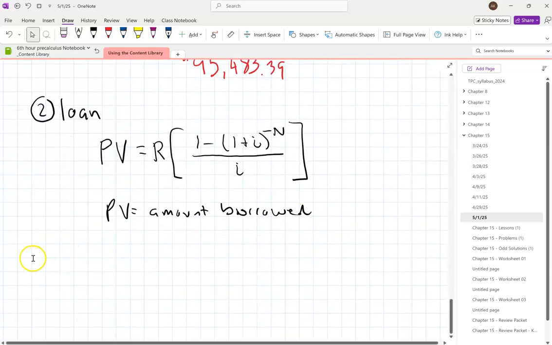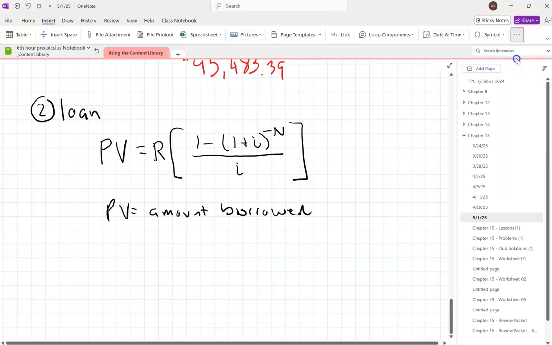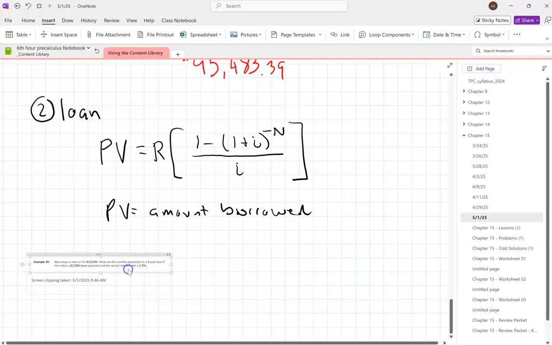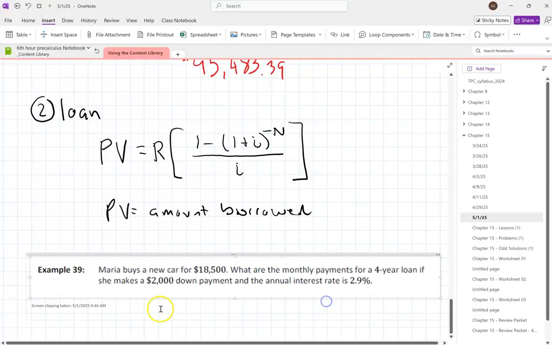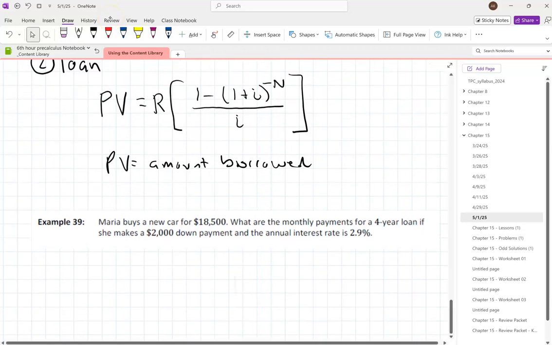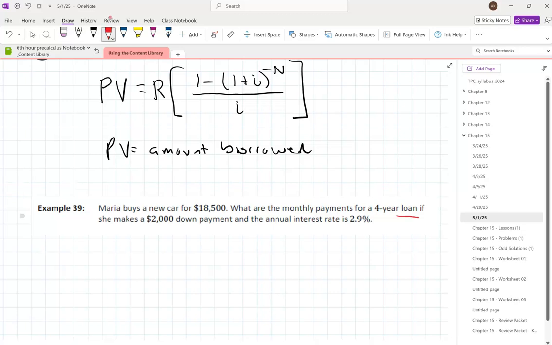All right, so let's look at an example here. It says Maria buys a new car for $18,500. What are the monthly payments for a 4-year loan? So you see here that word loan. That's how I know I'm going to be doing the loan annuity. If she makes a $2,000 down payment and the annual interest rate is 2.9%.